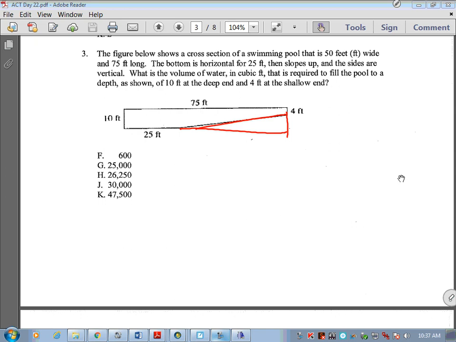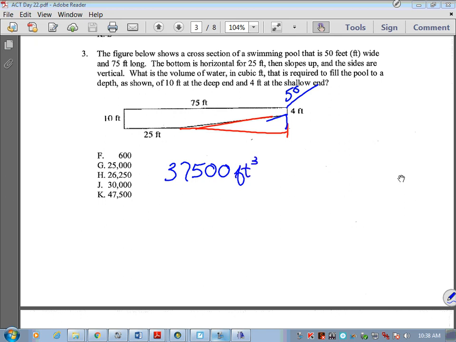So notice that it's like 50 feet in depth. So I know I've got 50 feet out here. So that's going to be 10 by 75 by 50, right? So I'm going to take 10 times 75 times 50. I'm getting 37,500 feet cubed. Does that make sense?